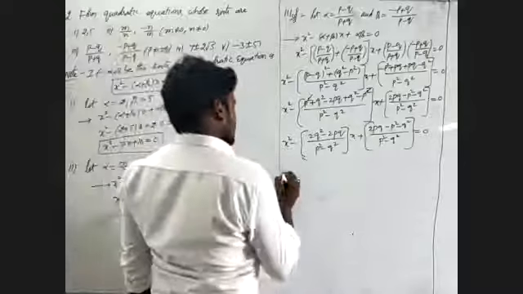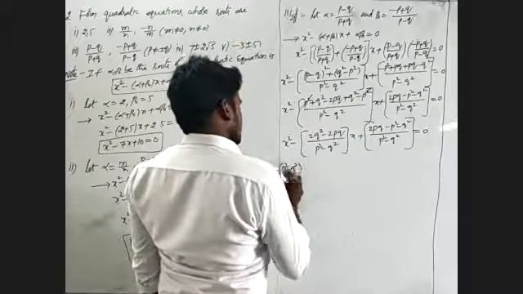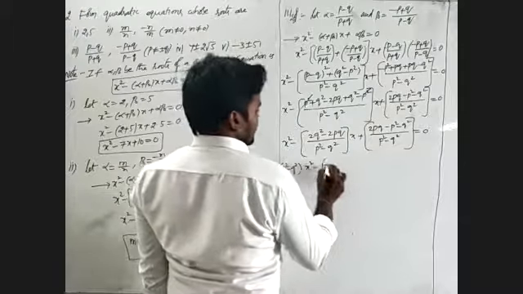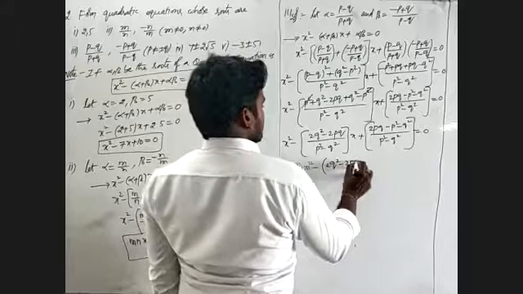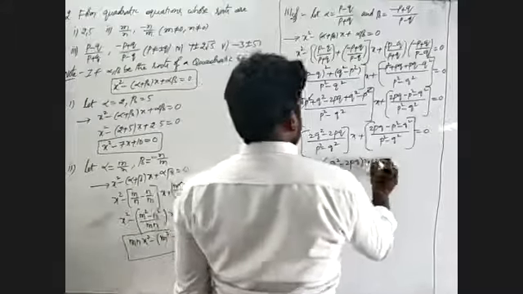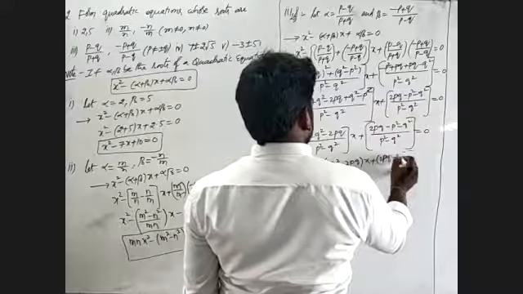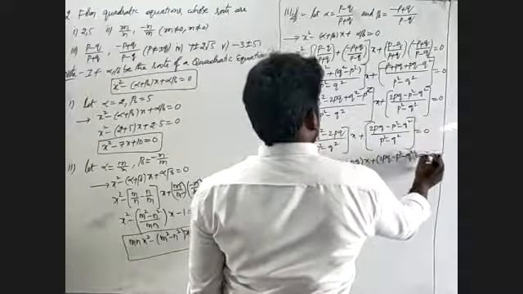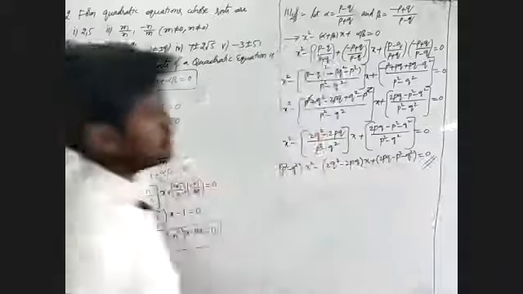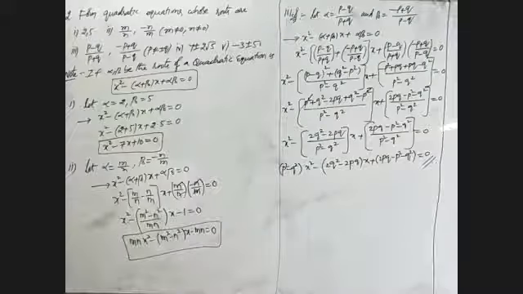Common term is that I will write (p square minus q square) into x square minus of (2q square minus 2pq) into x. After that 2pq minus p square minus q square is equal to 0. This is the given one. Now I am going to the fourth one.